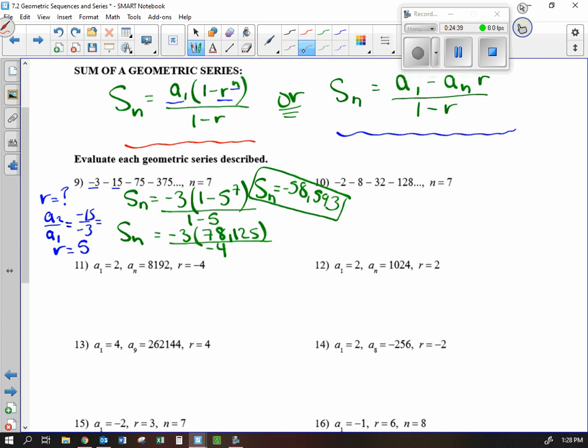Okay, so for number 10, this would be another time for you to pause, try this one. It's the exact same steps as number 9. I'm going to jot this down for you as well.